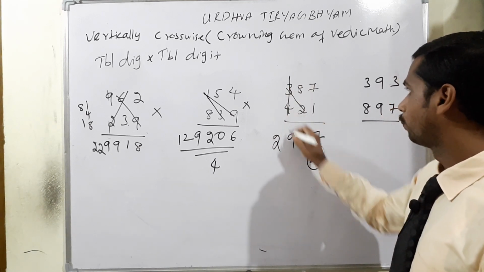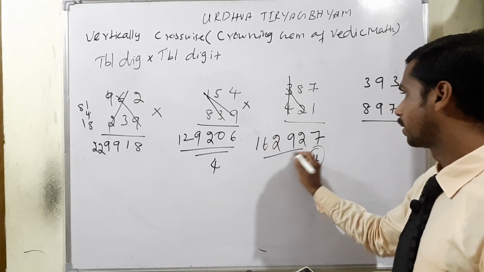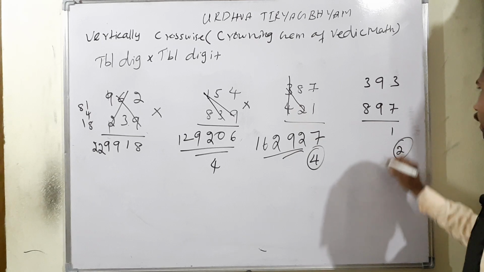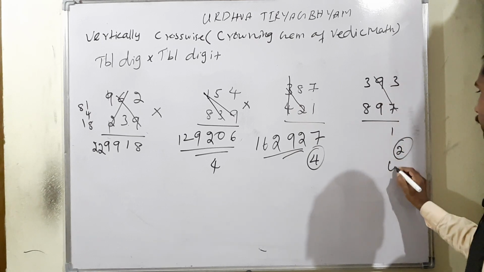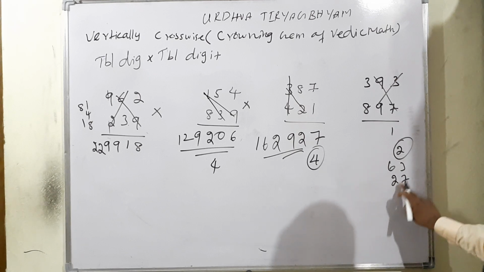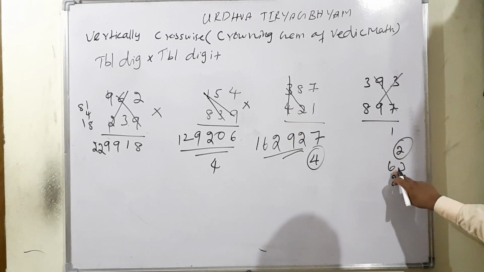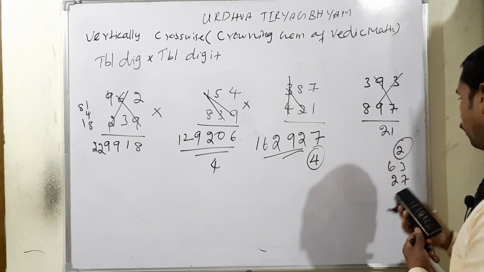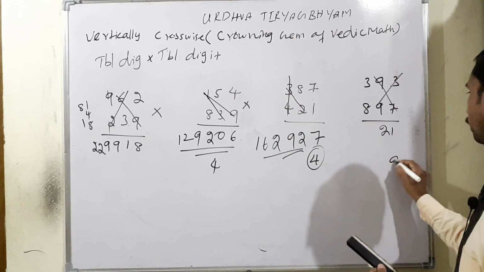Again carry 4. 3 4s are 12. 12 plus 4 is equal to 16. Last one, 7 3s are 21. Now we have the carry 2. So 9 7s are 63. Now again 9 3s are 27. Now 27 plus 3 is equal to 30. 30 plus 60 is equal to 90. 90 plus 2 is equal to 92. Now we have carry 9 only.